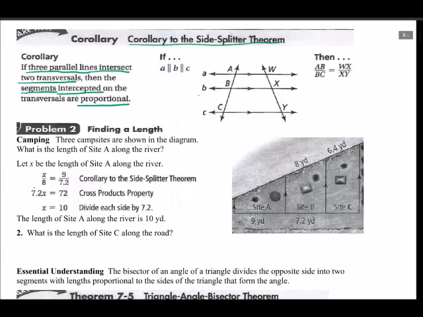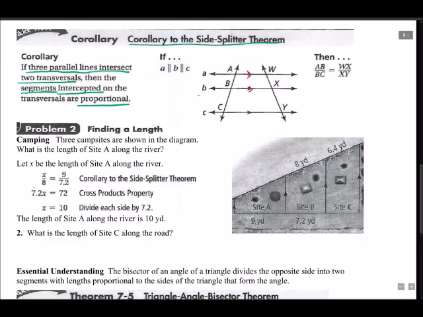So does this sound a whole lot like one of the other theorems we had? Was it a corollary to the trapezoid mid-segment theorem? I think it was a corollary. Do you remember, in our trapezoid mid-segment theorem, our segments were congruent, which meant that any other transversal, the segments would also be congruent. This is kind of the same idea.